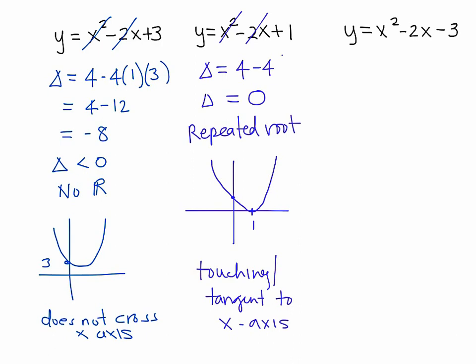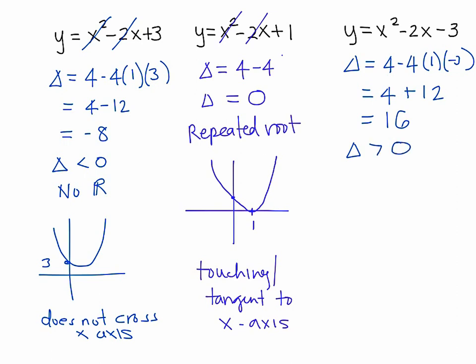Lastly, we have y is equal to x squared minus 2x minus 3. The discriminant is equal to 4 minus 4ac. So 4 minus negative times negative times negative, positive, and 12. So we know that the discriminant in this case is 16, which is greater than 0. So it must have two distinct real roots.